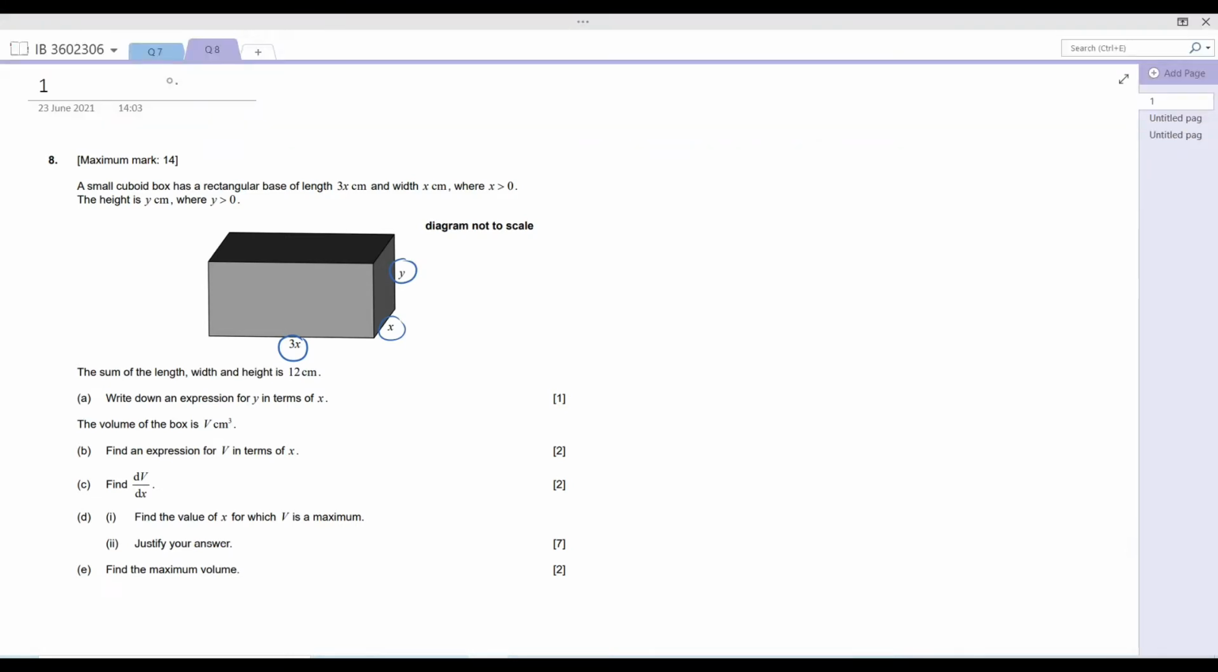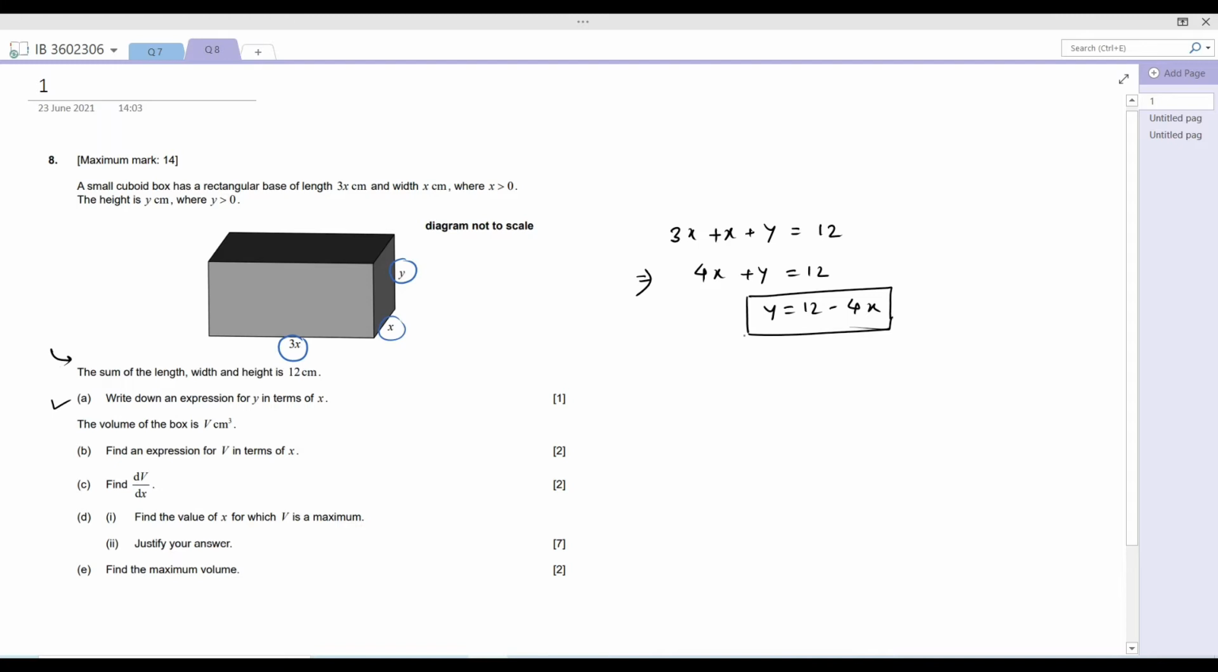The first question is: write down an expression for y in terms of x. The line before the question says the sum of the length, width and height is 12 centimeter. So it means 3x plus x plus y equals 12 centimeter. From here we get 4x plus y equals 12. Now, the expression for y in terms of x: y equals 12 minus 4x. This is the answer of the first question. For the first question A, the answer is done.